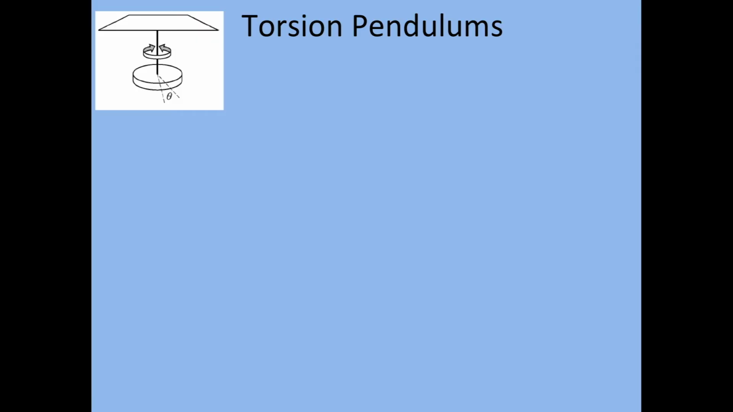Okay, let's take a look at another simple harmonic motion system. It's a torsion pendulum. Sounds like it's going to be more like a simple or a physical pendulum. It's actually got more in common with a spring mass system, and it is a true simple harmonic motion system, at least depending on what it is you're twisting.